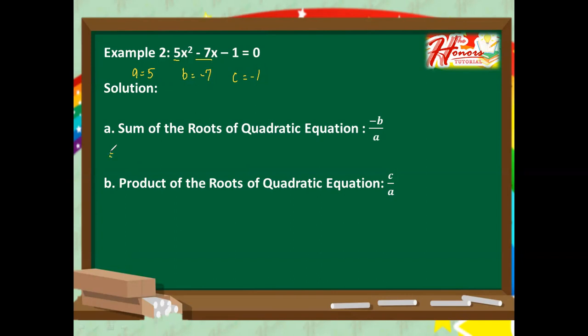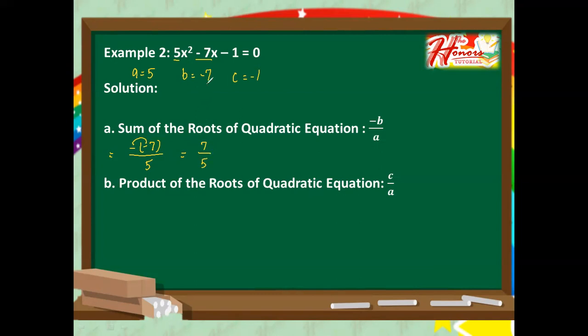Let's substitute B and A in the formula. So please have negative sign first and then the value of B. That's negative 7 over A. So that's 5. Let's simplify. Negative times negative is positive. So we have here positive 7 over 5.